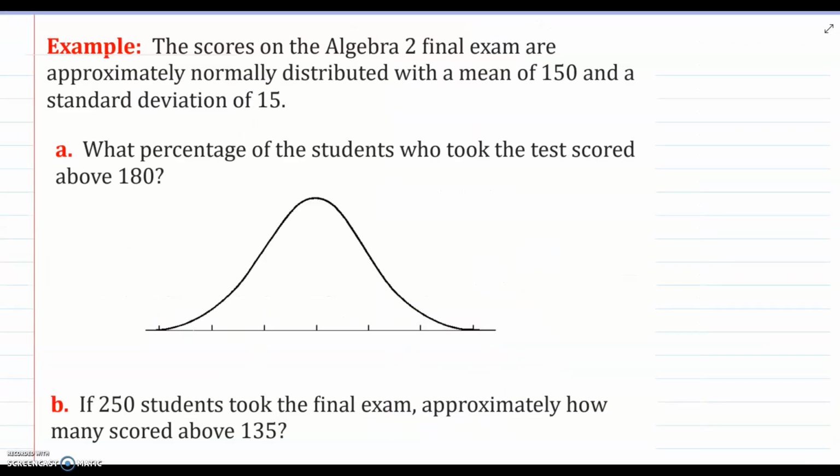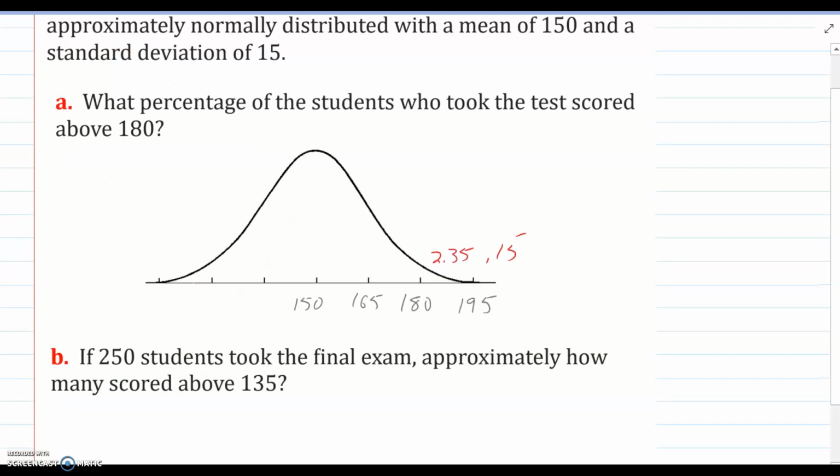Okay, next one. Next, we have the scores on the final exam are approximately normally distributed with a mean of 150 and a standard deviation of 5. I want to know what percentage of students who took the test scored above a 180. Please fill that in. Okay, the students that scored greater than 180 is just going to be the sum of what I've got there, and I'm hoping that you guys add these up and you get 2.5%.